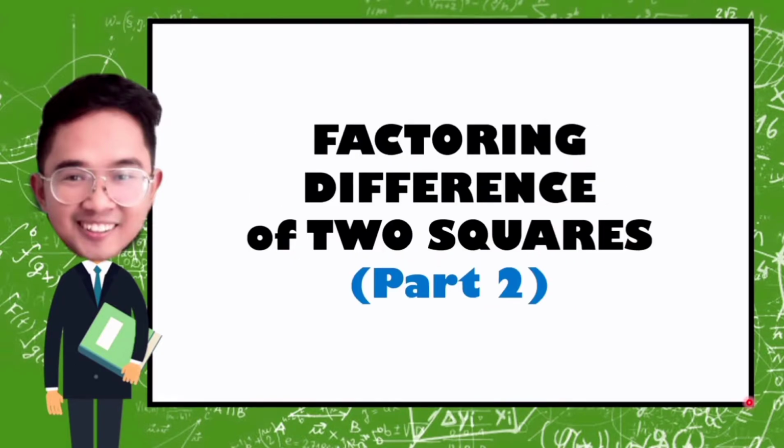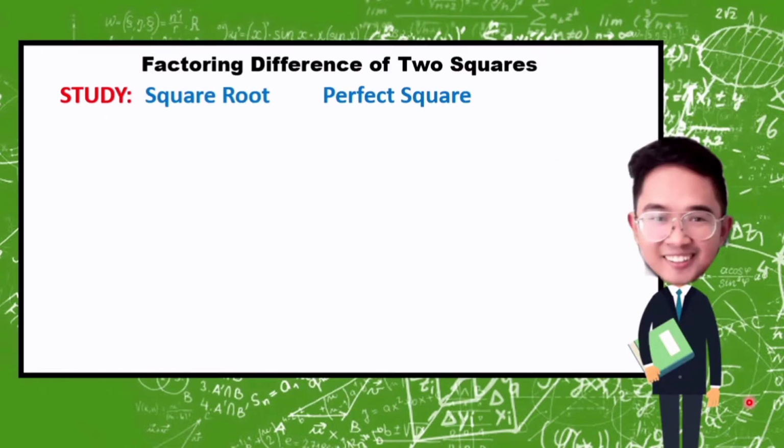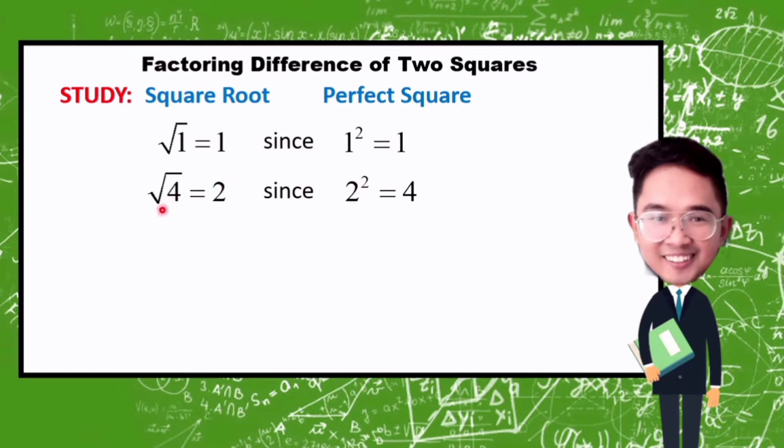Factoring Polynomials Part 2, which is all about factoring difference of two squares. Let's study the square root and the perfect square. The square root of 1 is equal to 1, since 1 squared is equal to 1. Square root of 4 is equal to 2, since 2 squared is equal to 4.